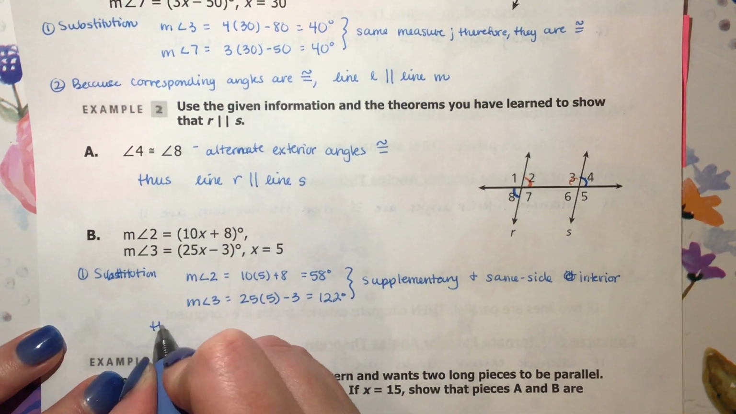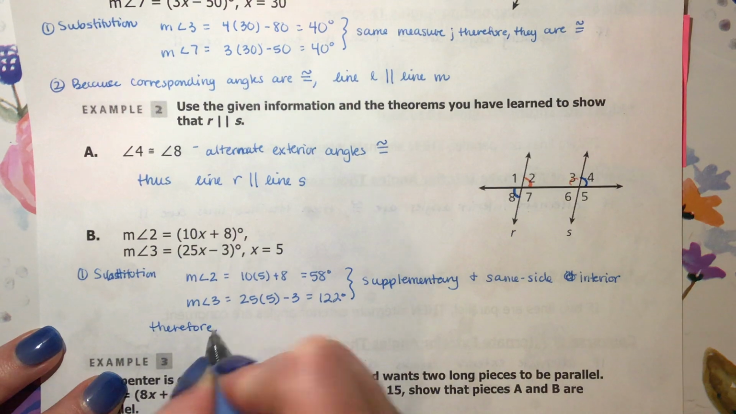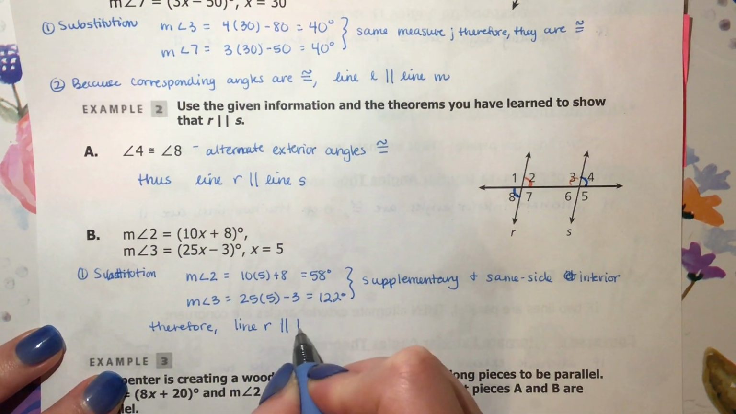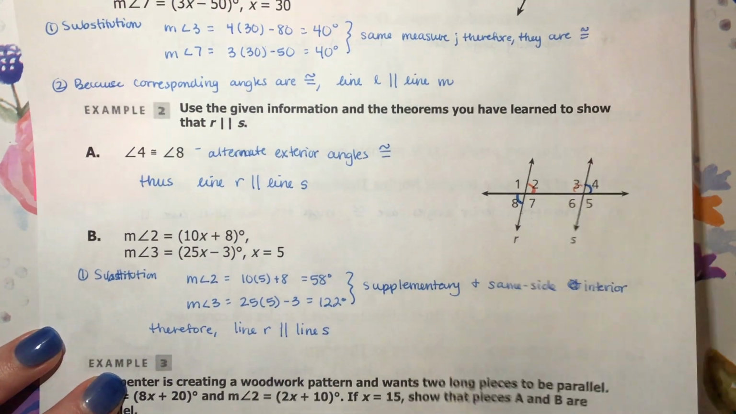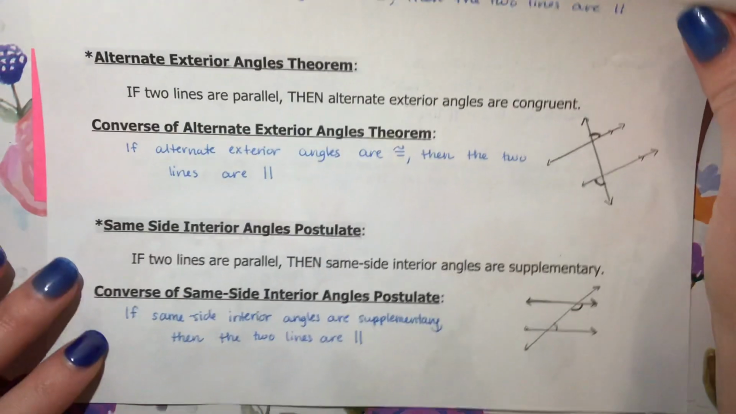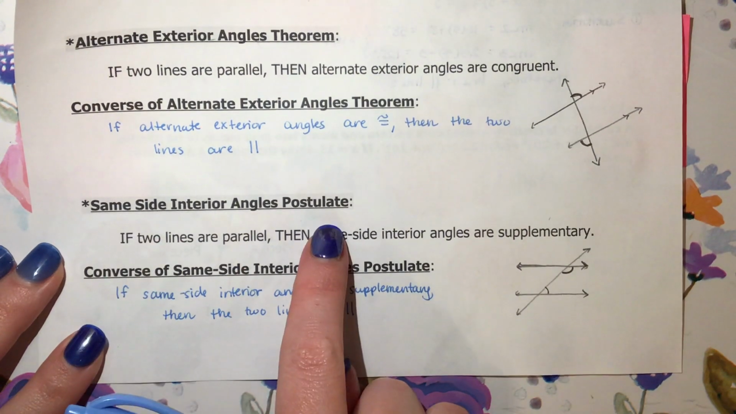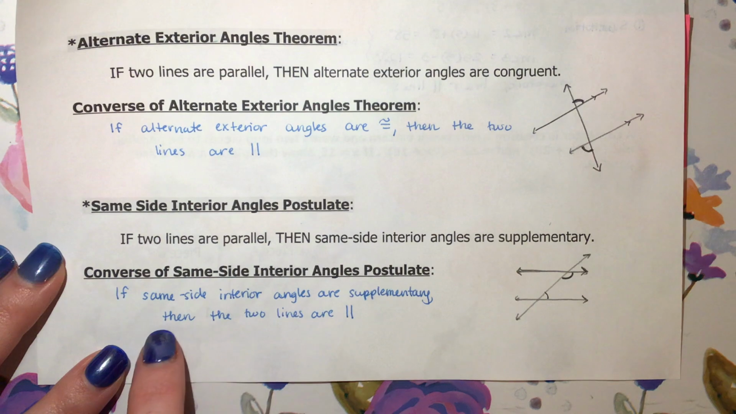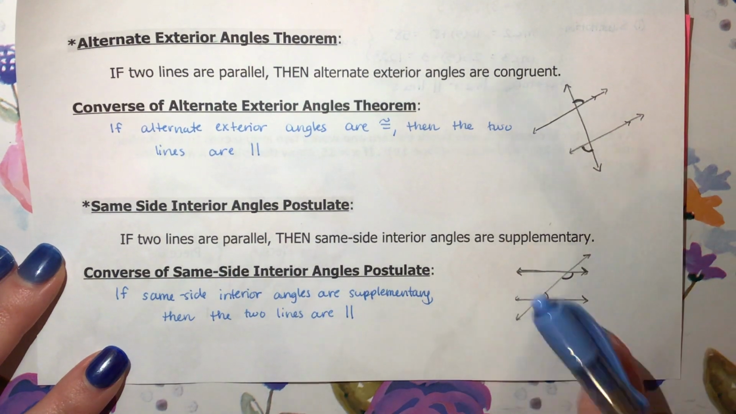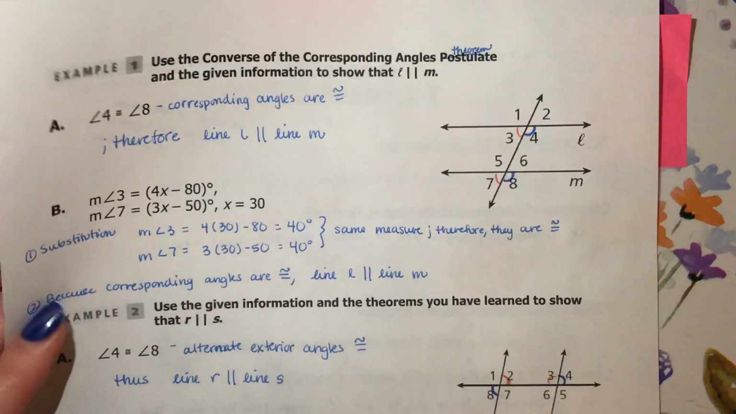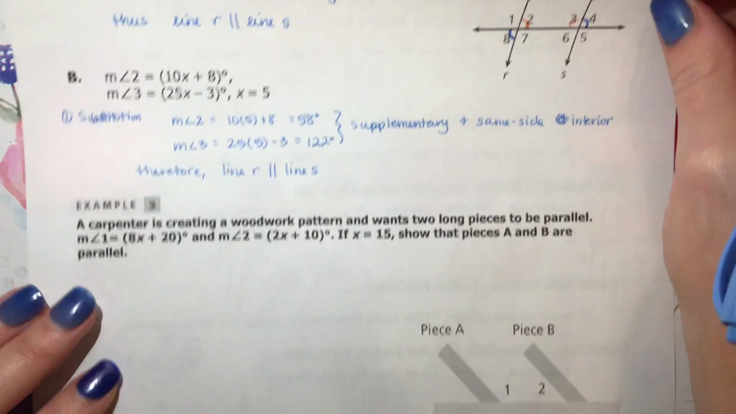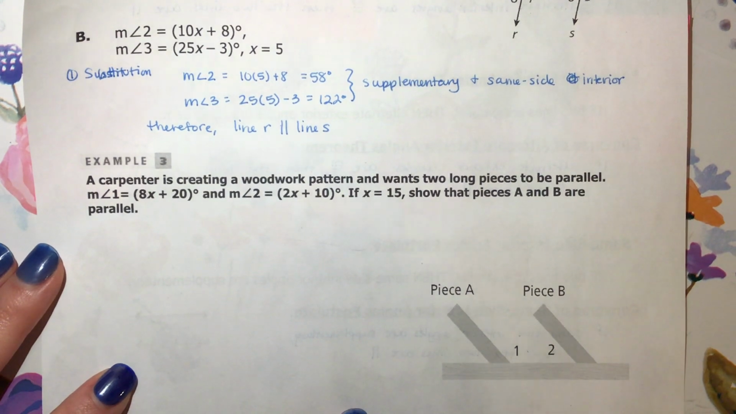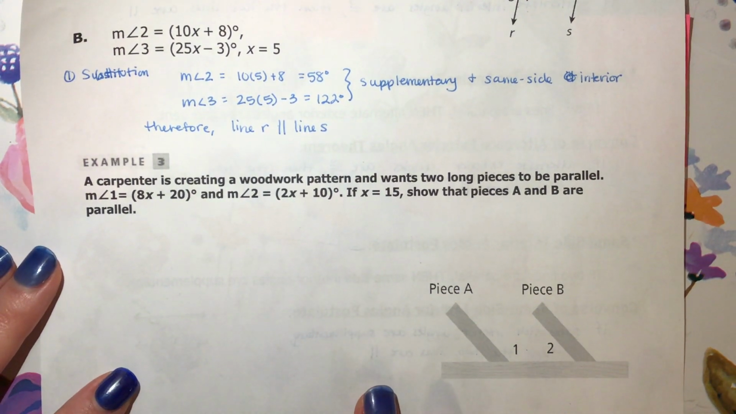Therefore, line R is parallel to line S. That is based off of the converse of the same side interior angles postulate, because it says if same side interior angles are supplementary, then the two lines are parallel. So we're kind of breezing through this because those haven't required too many steps. Let's look at our last example and then we're done with today's notes.